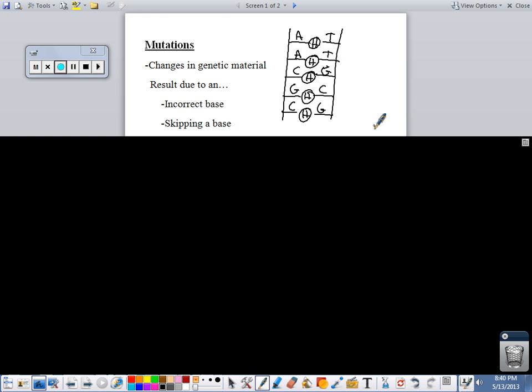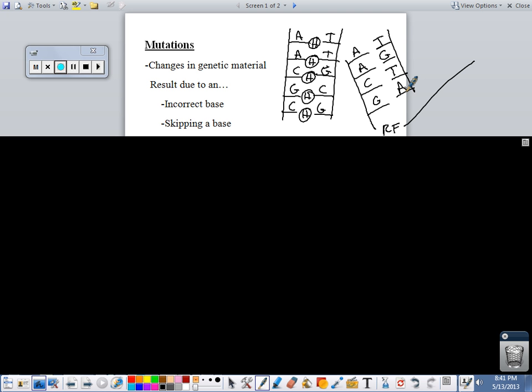If you remember from replication, this splits apart like this. This is the replication fork, and here you have copying taking place. So you have an A, C, G. Here you have a new one coming in, a T, and maybe a G, but now this isn't right. The G should be a T, and maybe this one becomes a T, and then an A. Those are mutations. Something happened during the copying process, and the wrong base pair gets put in.